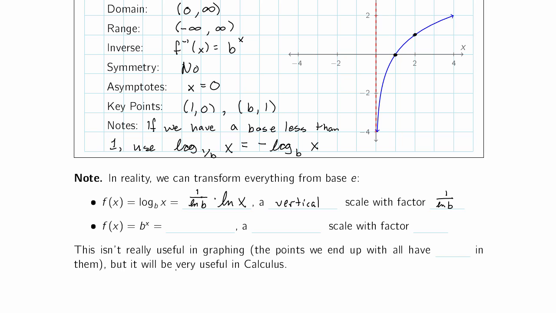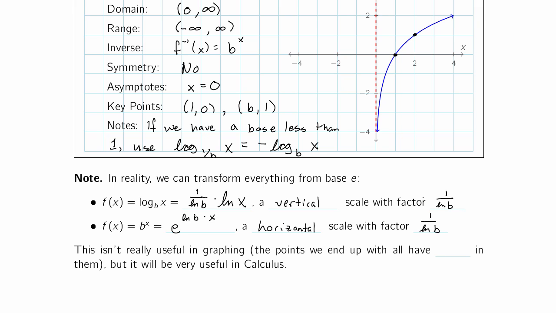If we have an exponential in any base, we can mess around with the algebra a little bit and find that that's actually e to the natural log of b times x. We did that sort of change of base algebra several times when we were working with exponentials, although we didn't make it explicit in terms of variables. This is a horizontal scale, again with a factor 1 over ln b.